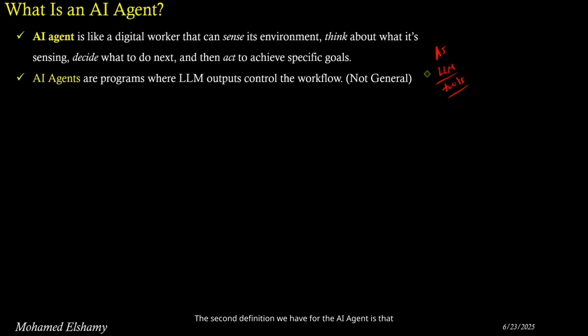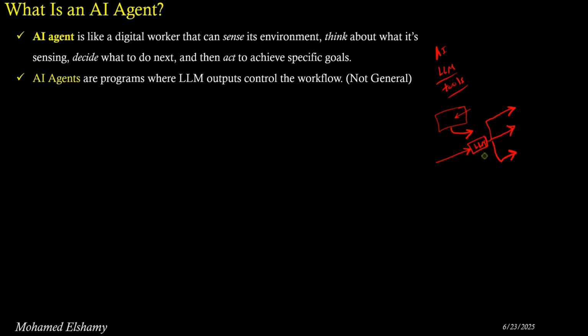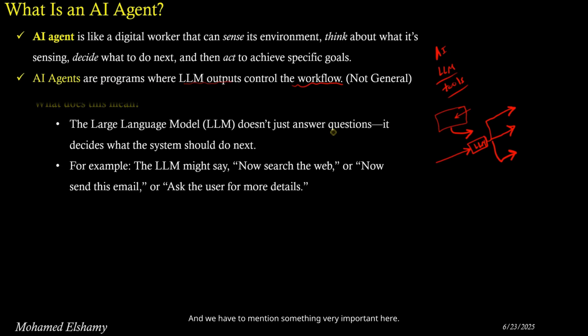The second definition we have for the AI agent is that it's a program that controls the workflow. What it's saying is that this AI agent is basically a program where the LLM inside controls the flow of the program. For example, we have a program that's running in this way, and the program's flow encounters a step here. Based on the output of the LLM, we determine the path the program will take, whether it goes this way or another way. That's why we say the LLM output controls the workflow of the program.